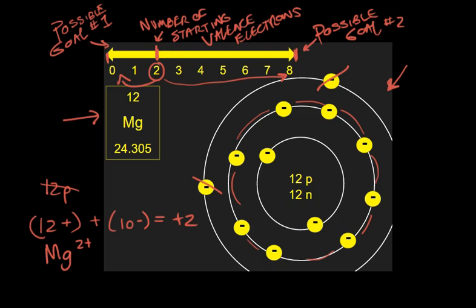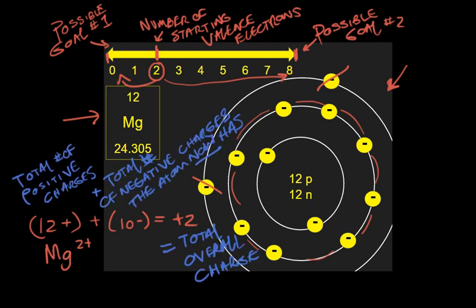So let me just label what we're doing here real quick. Okay, and just to clarify what's going on here, we're talking about the total number of positive charges we have, and then we're talking about adding it with the total number of negative charges the atom now has. It originally had 12. It's lost 2 of those, so now it only has 10 negative charges to find our total overall charge that the atom has.